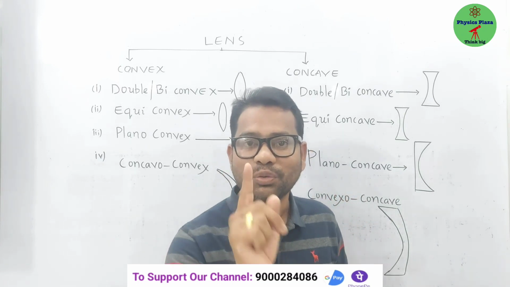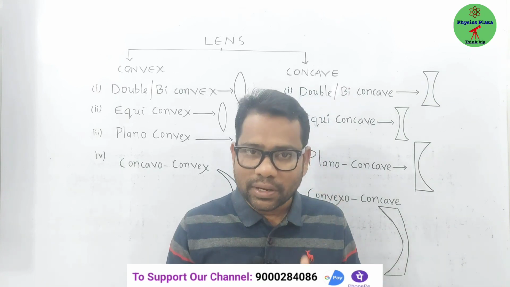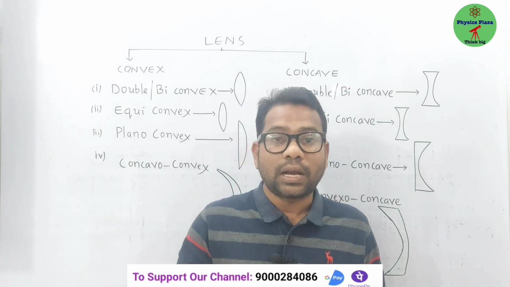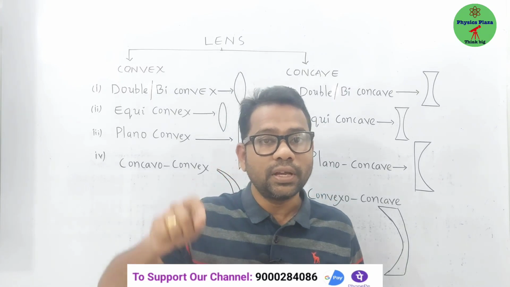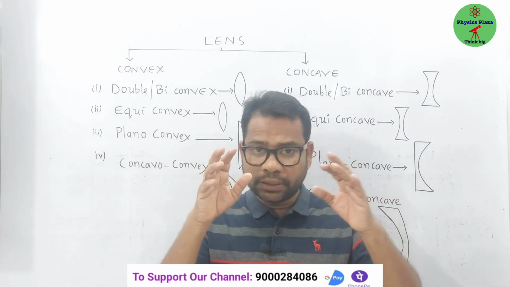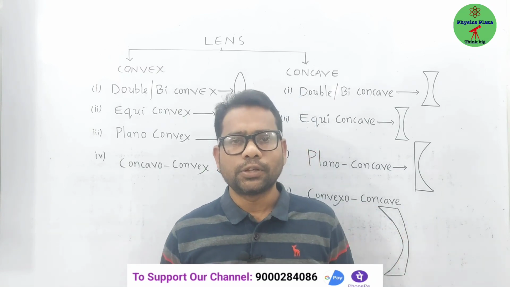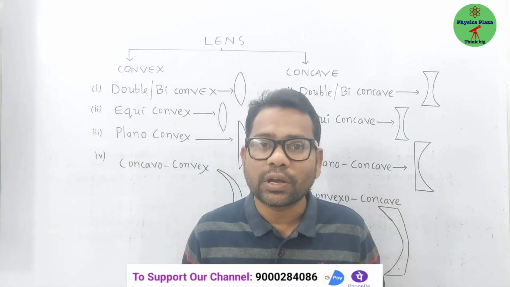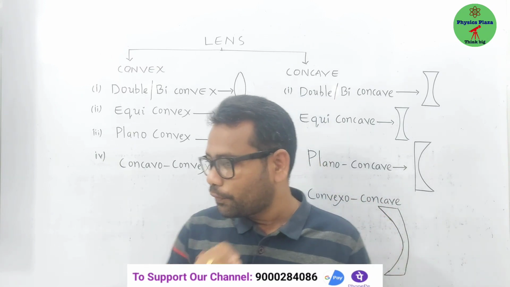Then you will solve the numericals. Then we'll discuss linear magnification, power of a lens and a magnifying lens. And finally, how to calculate the focal length of a given convex lens, and the differences and the applications of convex and concave lenses. So these are the topics which we are going to cover in this chapter. Is it clear? Yes.